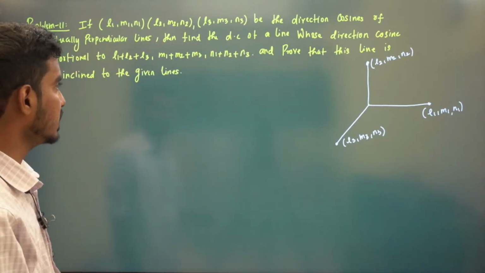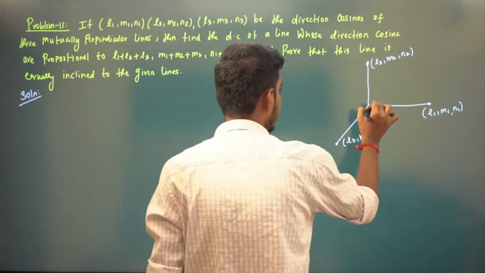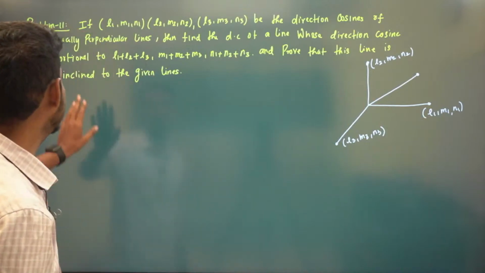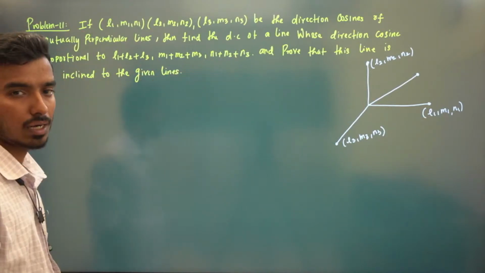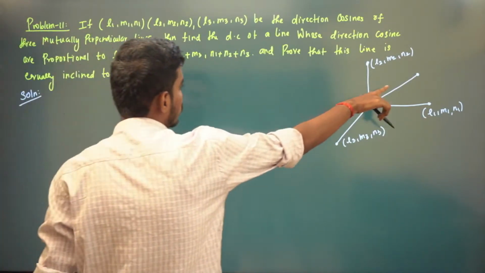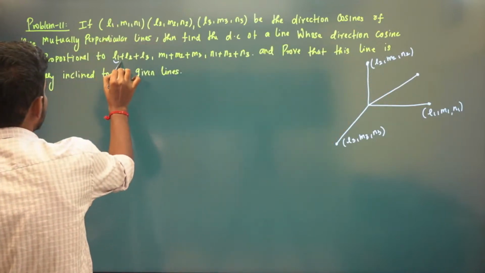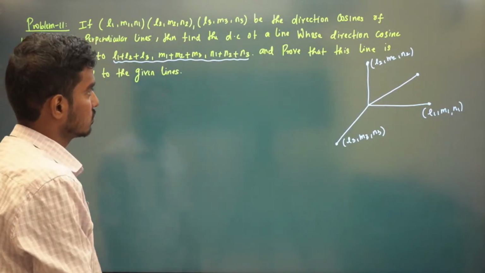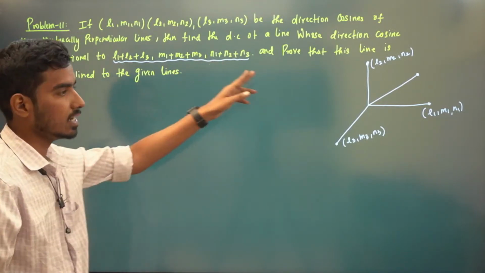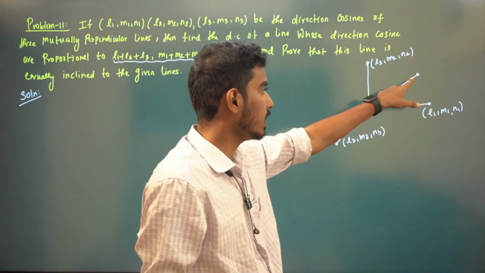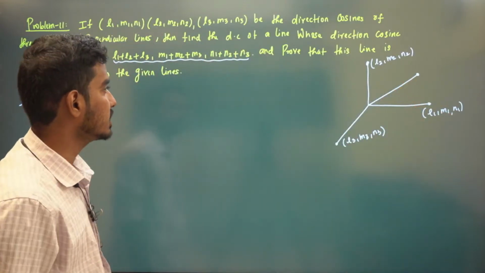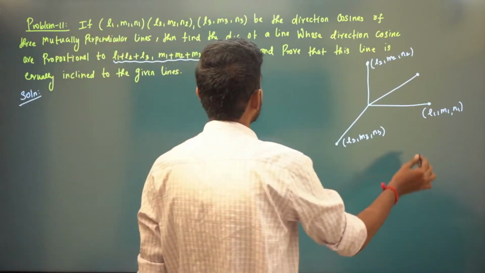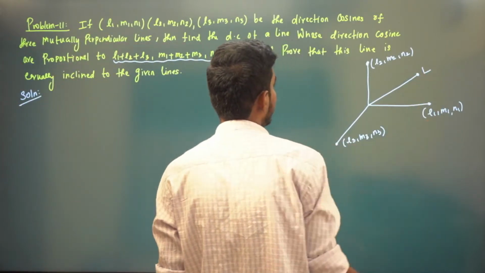Then find the direction cosines of a line. So we need to find the direction cosines of one more line, and these direction cosines are proportional to these 3. That means what? This is the direction ratio, right? So we need to find the direction cosines from the direction ratio. Very easy problem.